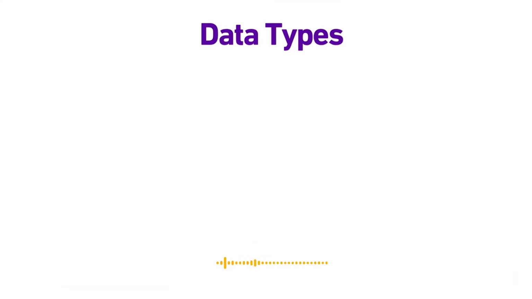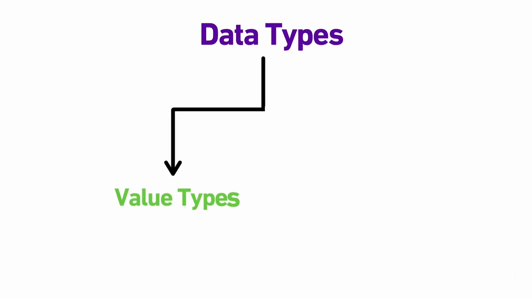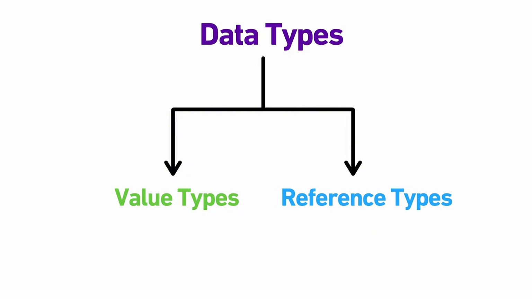In Solidity, data types are mainly divided into two categories. 1. Value types. They hold the actual value directly. 2. Reference types. They hold a reference or pointer to where the data is stored.